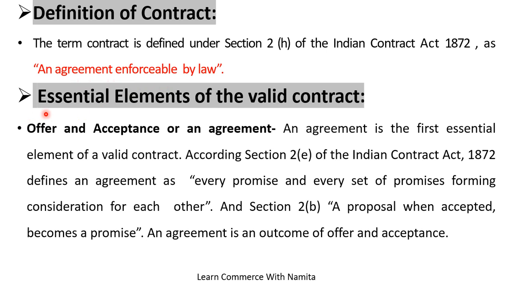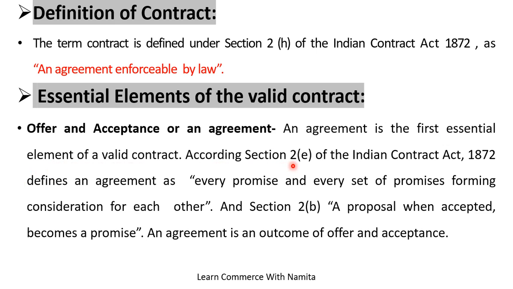Now next is the essential elements of a valid contract. First point is offer and acceptance, or an agreement. Now what is agreement? Agreement means offer plus acceptance. So in an agreement, one party gives the offer to the other party and the other party accepts the offer. It is called an agreement. So an agreement is the first essential element of a contract.